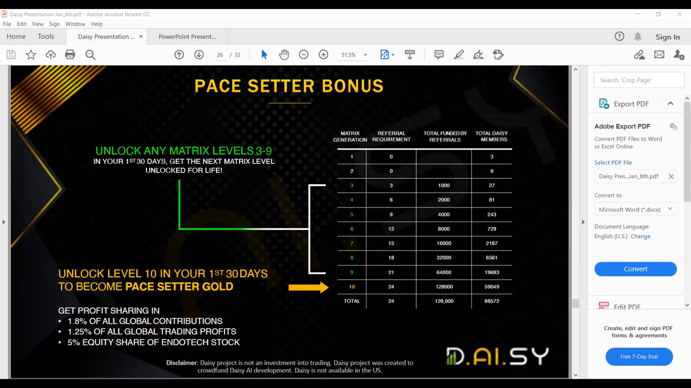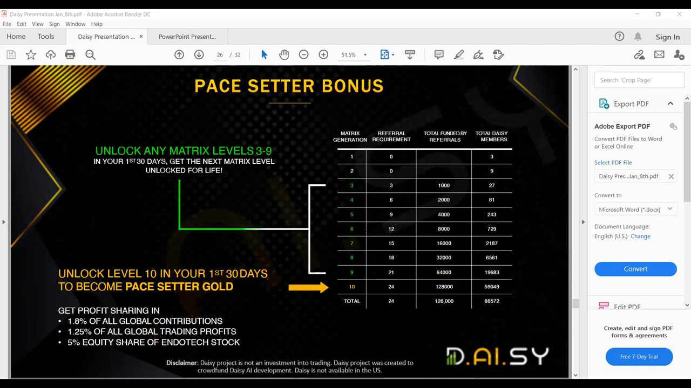Donc, la probabilité qu'une personne avec mon niveau, et je suis à 6, autant j'ai débloqué le niveau 7, la probabilité que j'ai quelqu'un qui tombe entre le niveau 1 à 6 dans ma matrice et me génère l'argent est élevée. Très élevée. Exact.